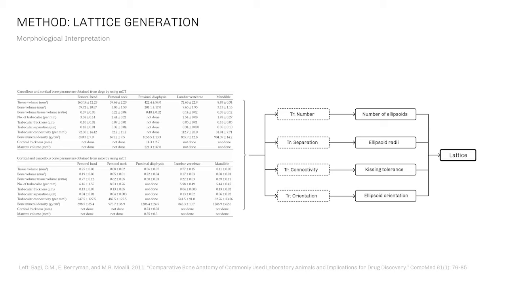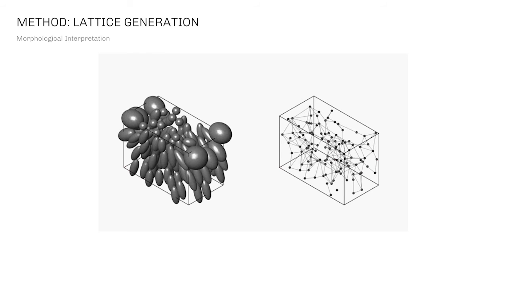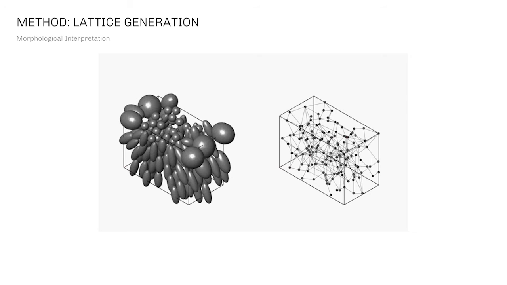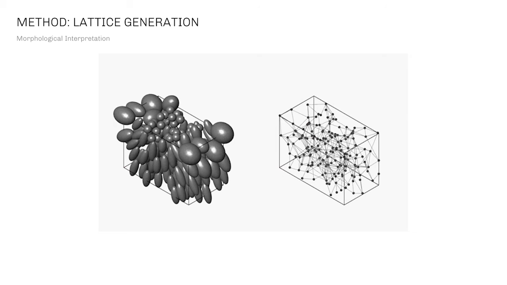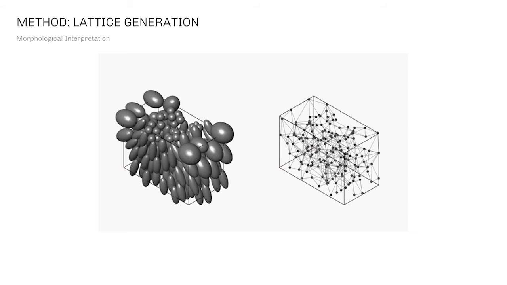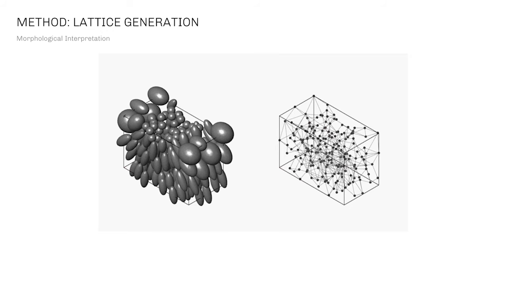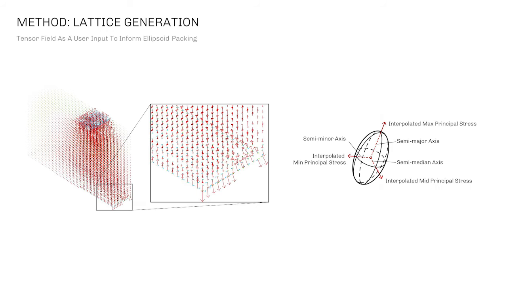For this interpretation, ellipsoids are introduced as media. This animation shows the overall process of lattice generation. A number of ellipsoids are densely packed in the design geometry. Through a secondary procedure, kissing ellipsoids, the centroids of the touching ellipsoids are connected with a line segment. The morphologic parameters of trabecular number, separation, and orientation are thus controlled by the ellipsoid size, distribution, and orientation.